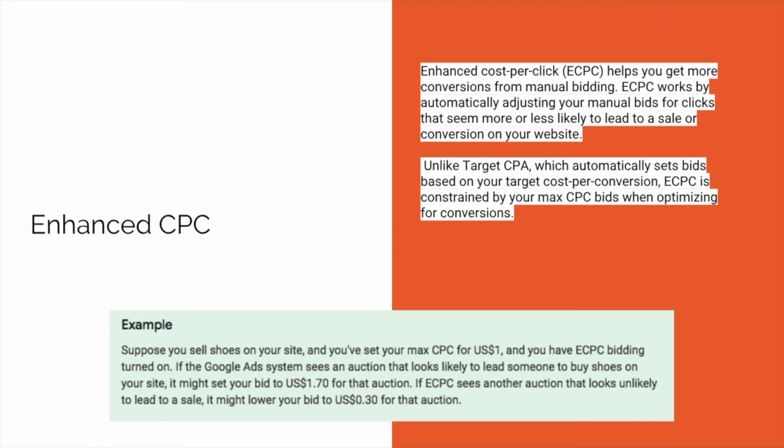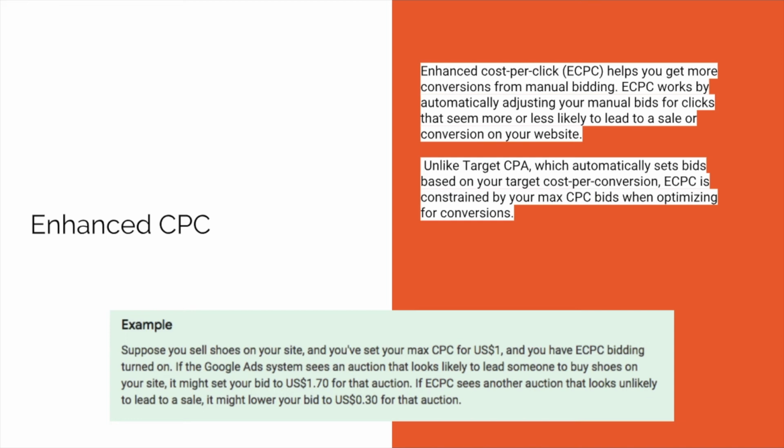Now, if you have a chance of conversion which is high, Google goes ahead and increases your bid. And in case there is a chance where the keyword might not convert based upon the history, there's no point in bidding high in this case because the history shows that the keyword will not convert.